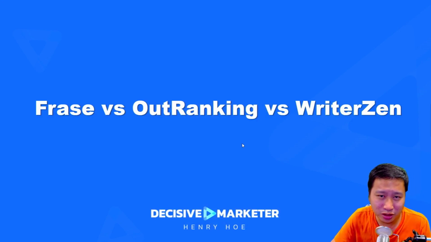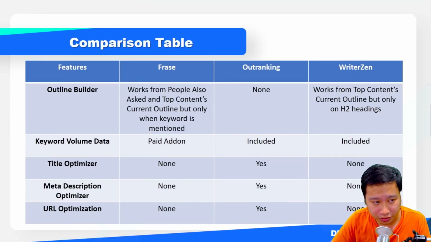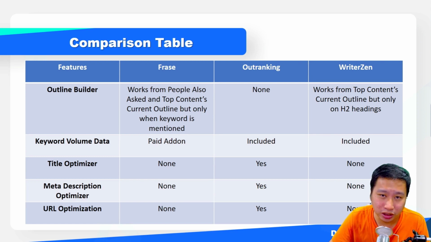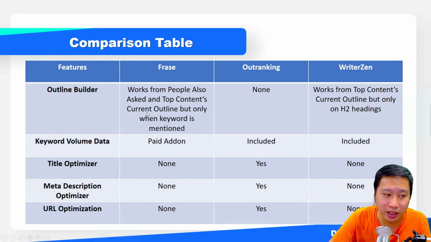So we're going to be talking about Frase, Outranking, and WriterZen. And after testing out all these three different tools, this is a comparison table that I've come up with based on features that I realize that I need when I'm writing. So with the outline builder, Frase works from people also ask and the top contents' current outline, but only when the keyword is mentioned. So what do I mean by this?